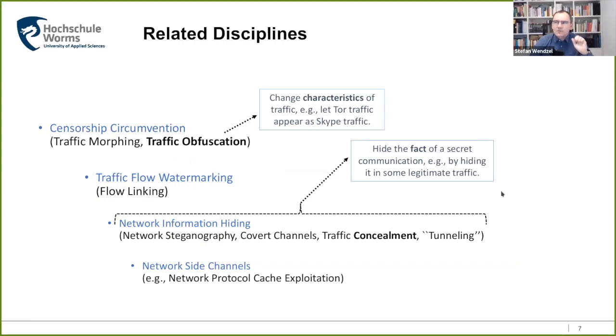Now, there are a few related disciplines like censorship circumvention, traffic flow watermarking, side channels, but they all share some common ground. While some are more about changing the characteristics of some traffic, so for instance, let Tor traffic appear as Skype traffic, others are more about tagging some flow so that you can link flows, or hide the sheer fact that the communication is taking place.